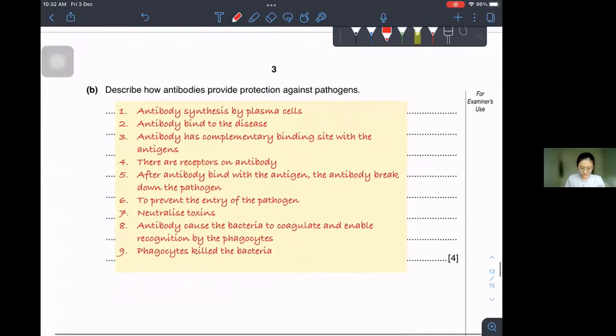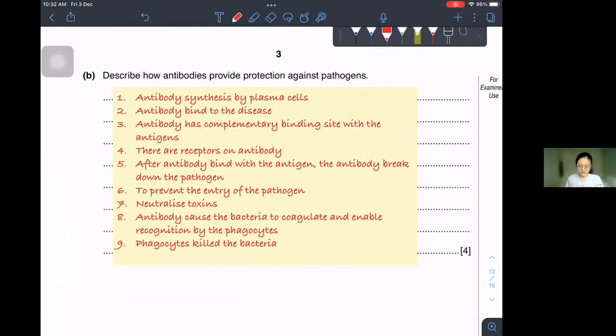So describe how antibodies provide protection against pathogens. You can see that I've prepared some points here, and these points have some mistakes, some of the points are invalid. So I want you guys to type your answers. I will give you guys 1 minute to read through the points, and you type the number that you feel is invalid, or will not get any marks in this question.